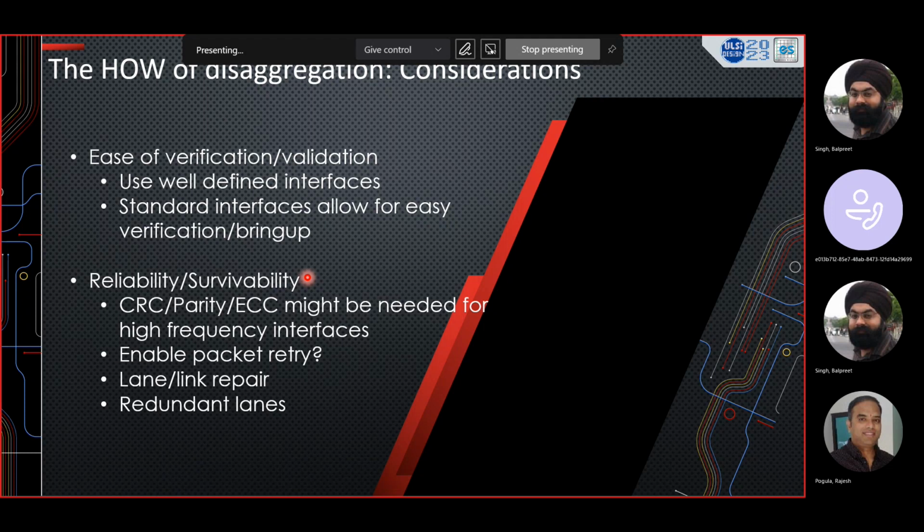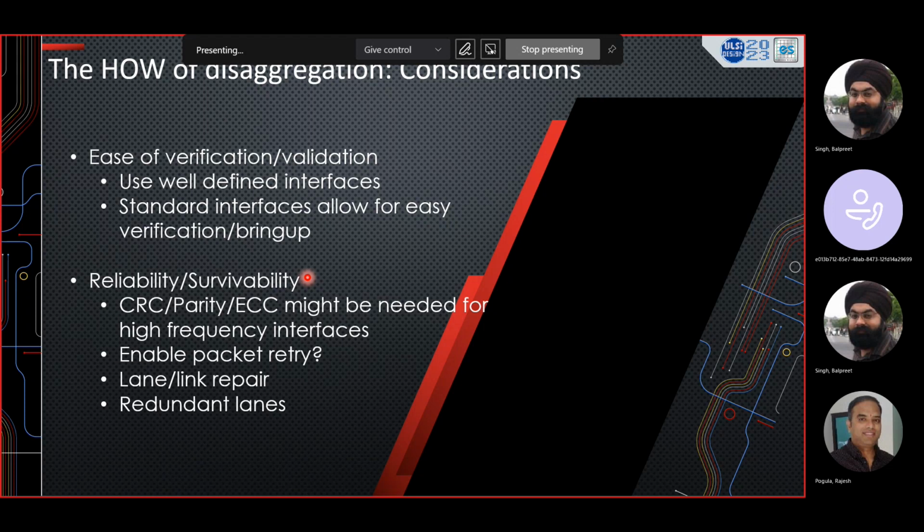So there has to be some amount of data protection in terms of reliability, any kind of a CRC, any kind of a parity check, ECC, that needs to be built into your protocol or your solution. You have to think through it. What is the error rate that I am looking at? What is the FIT rate that I have to work towards? Do we need to enable packet retry? I mean, is it required for the kind of speeds and frequencies I'm looking at? Do we need to enable some kind of a packet retry mechanism?